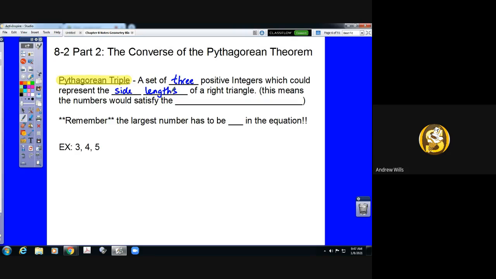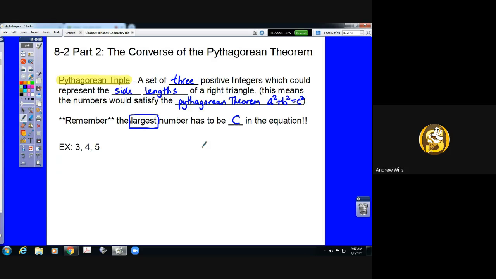Two, these would represent the side lengths of a right triangle, which means the numbers would have to satisfy the Pythagorean theorem, which is why this is being discussed in this section, because a squared plus b squared must equal c squared. And three, remember that when you're looking at these three numbers, the largest number has to be c. Doesn't matter whether they're written in order or not, the biggest number of the three is your c value.